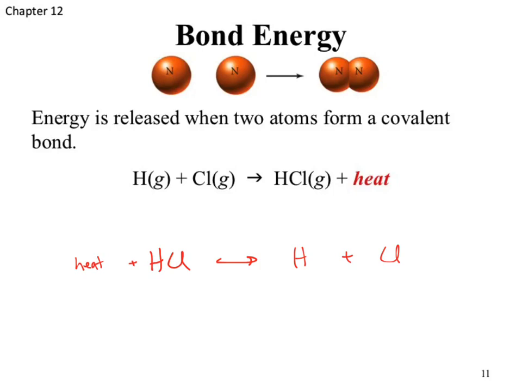I can change the direction of the reaction, but by doing so, I have to include everything that was a reactant and make it a product, and everything that was a product and make it a reactant. So you flip the equation. All we're doing is flipping the equation.